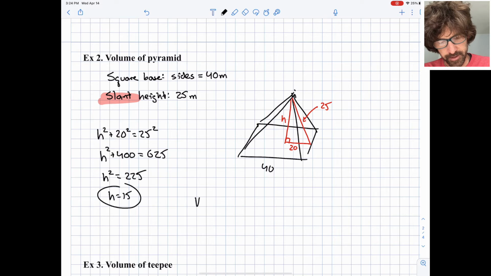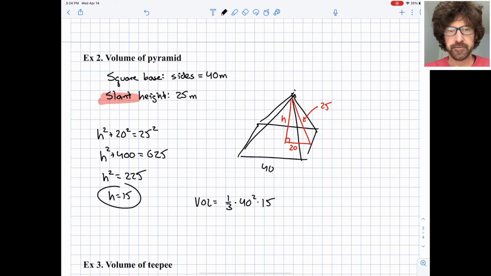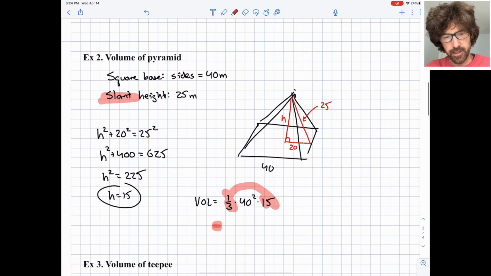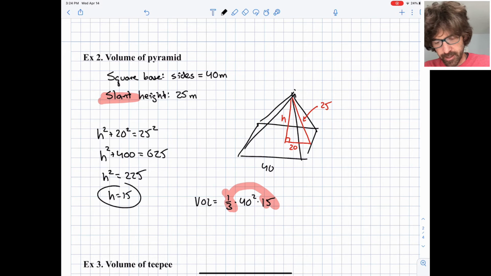So the volume is going to be 1/3 times the area of the base, which is 40 squared, times the height of 15. Feel free to try a little mental math. 1/3 times 15 gives you a 5. So in our calculator, let's do 40 squared times 5. And I get 8,000 cubic meters.